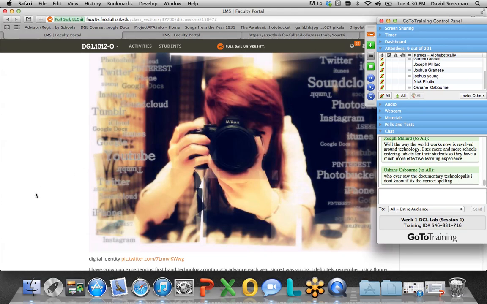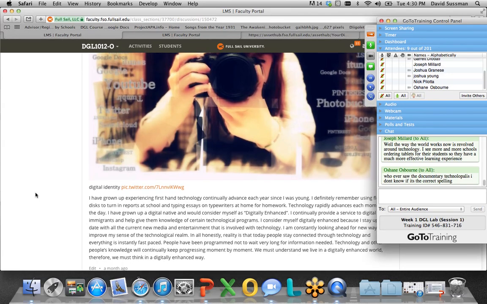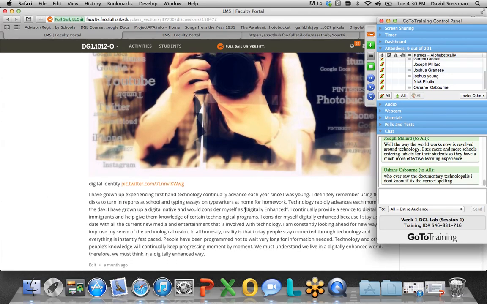And if we get down to her explanation, you'll see she's described herself as digitally enhanced. That's her unique term that she came up with to describe who she is, digitally enhanced. And as you can see, she's written a pretty robust paragraph explaining her identity. So that's kind of what you're doing.